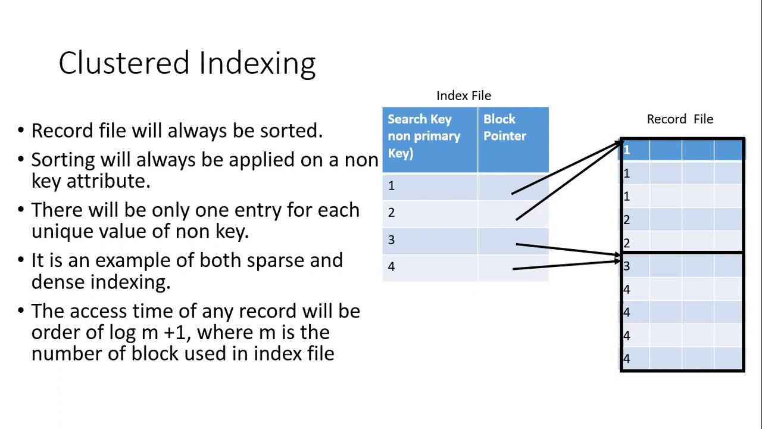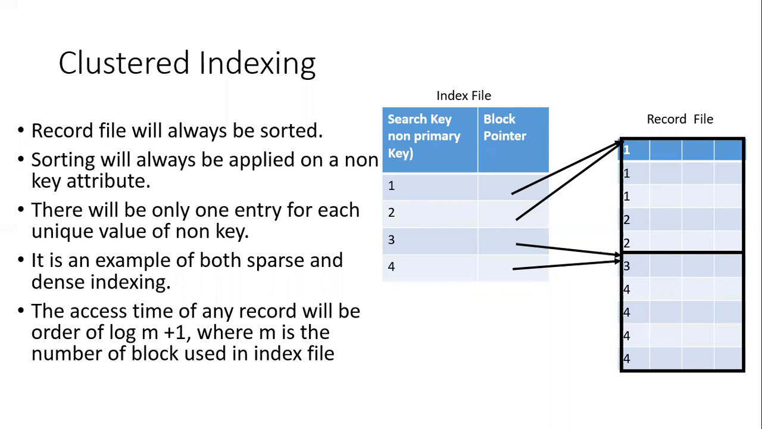Since the record file is ordered, we use sparse indexing here. As I have already discussed in the lecture on sparse and dense indexing, whenever we have a sorted or ordered file, we can use sparse indexing. Sparse indexing means that corresponding to a set of records, there will be a single entry in the index file.